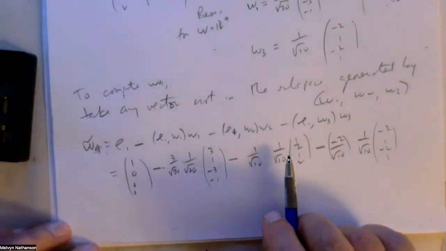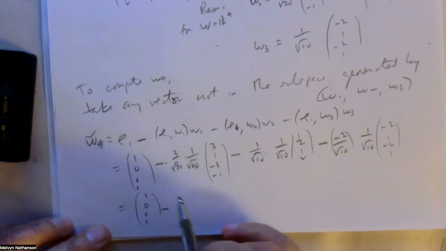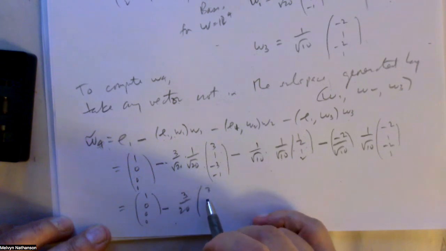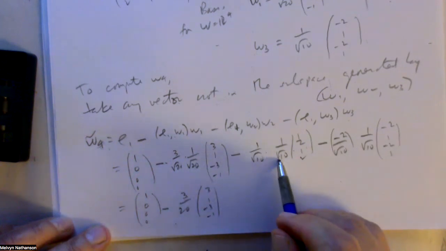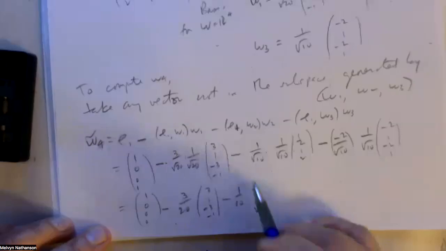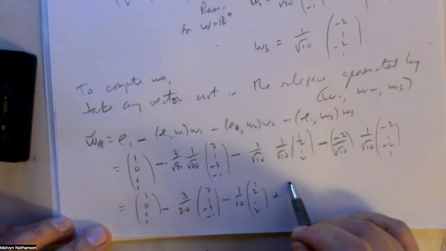So let's see if I can do this calculation correctly. I have 1, 0, 0, 0. Minus, this is 3 over 20, so this is minus 3 over 20 times 3, 1, minus 3, minus 1. This is 1 over 10, minus 1 over 10 times 1, 2, 1, 2. This is plus 2 over 10, or 1/5, minus 2, 1, minus 2, 1. So I have to compute all this.